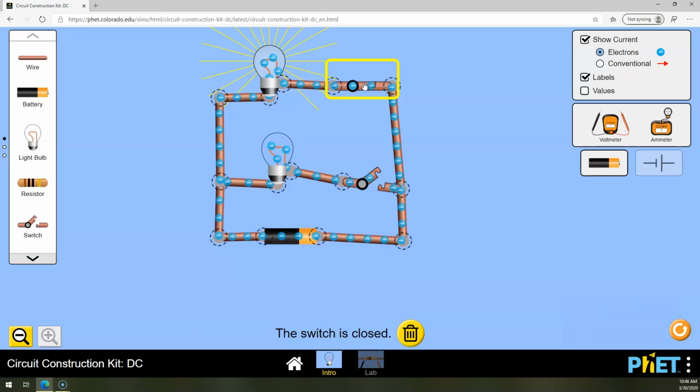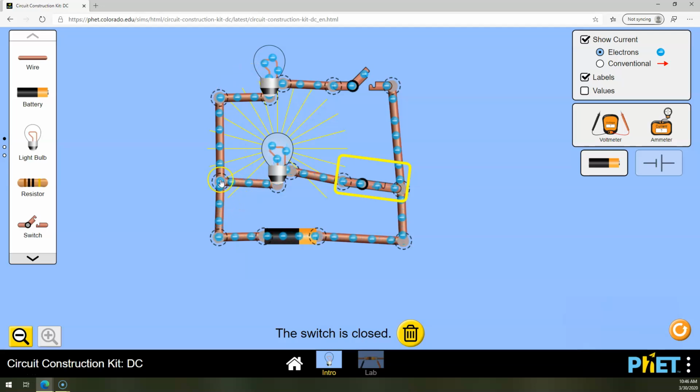So if I close this one, there we go, it flows. Look at how bright that is. If I close this one, it flows. Look at how bright that is. Now, I'm going to close this circuit on top. I'm going to make it so that this light bulb lights up.